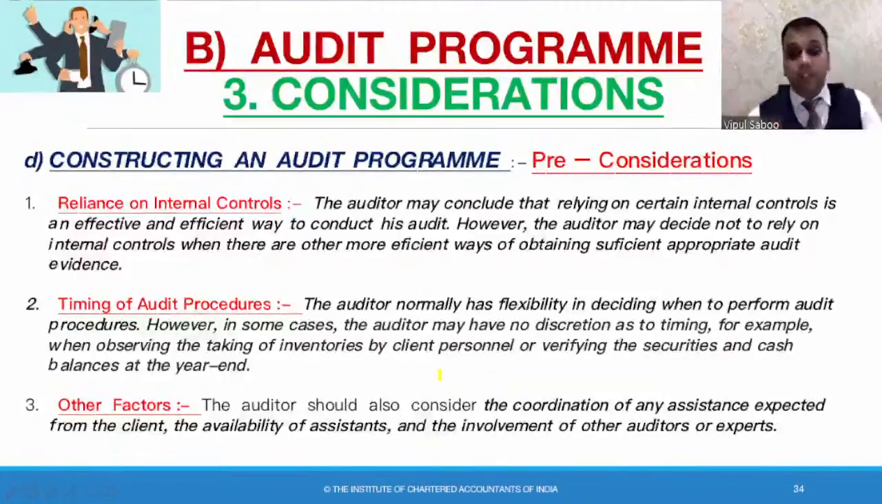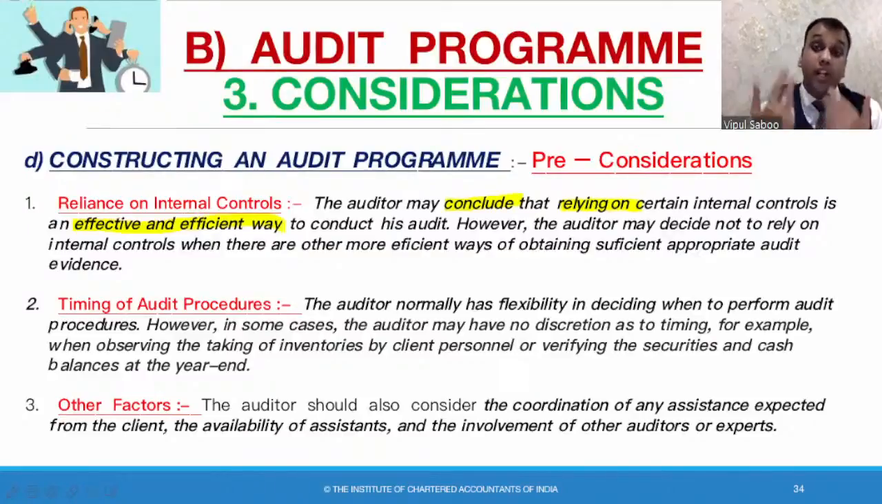The auditor may conclude, after testing the controls, that relying on certain internal controls is an effective and efficient way to conduct his audit. So he'll check the internal controls and come to a conclusion whether I can rely on them or not. Either the internal controls are weak or they are really strong. So he would construct his audit program accordingly.